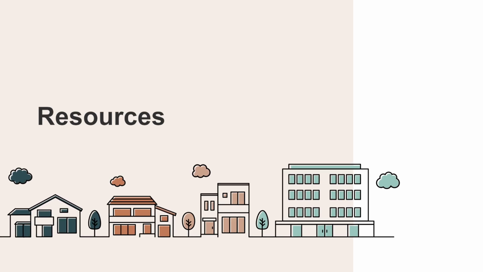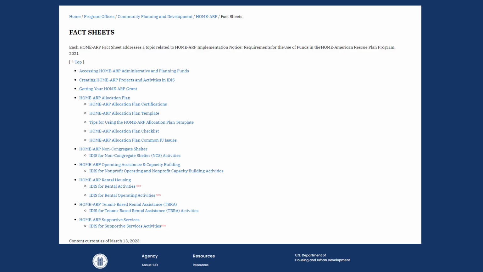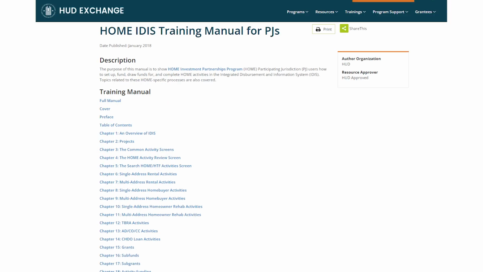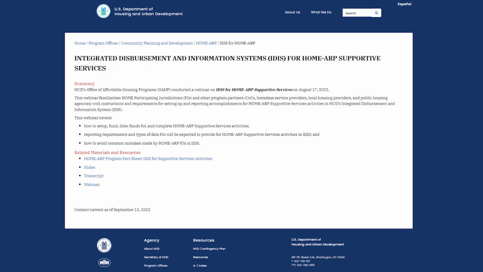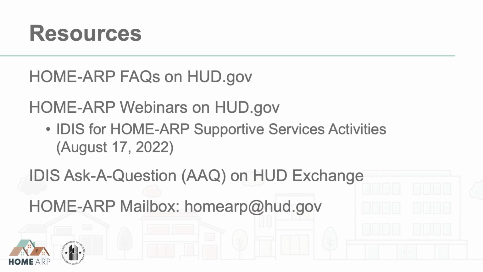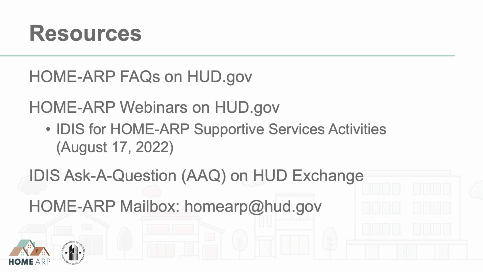For more information on HOME-ARP Supportive Services activities, see the HOME-ARP Notice, HOME-ARP Fact Sheets on HUD.gov, the HOME-IDIS Training Manual for PJs on HUD Exchange, HOME-ARP FAQs on HUD.gov, and HOME-ARP Webinars on HUD.gov. For more help with IDIS, send your questions to the IDIS Ask a Question Help Desk on HUD Exchange. Questions about HOME-ARP can also be sent to HOME-ARP@HUD.gov.